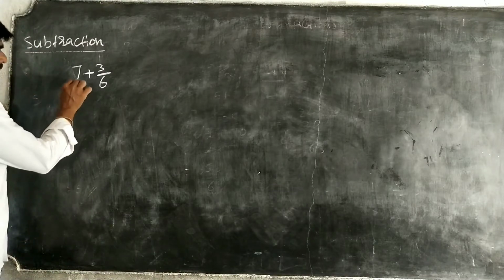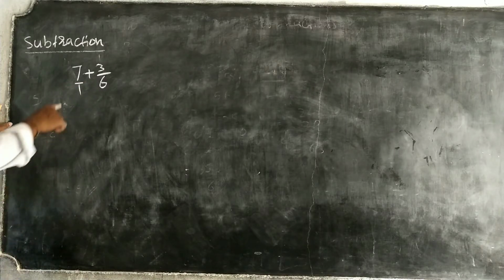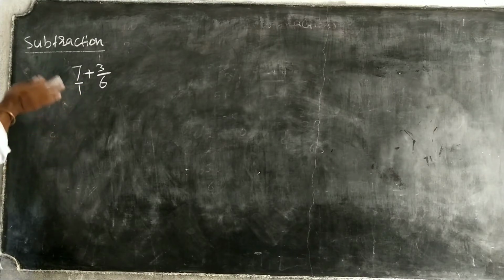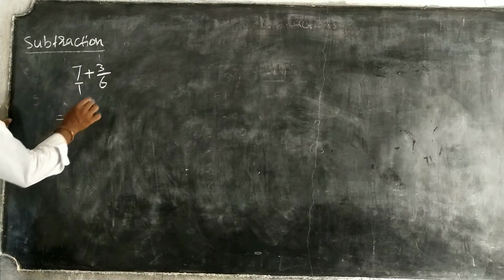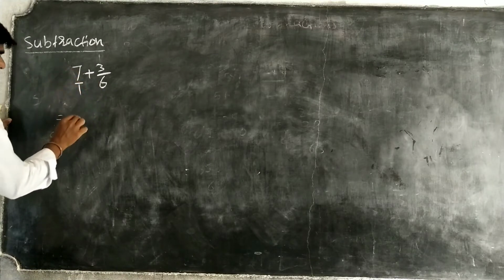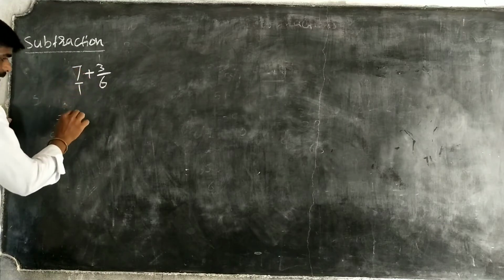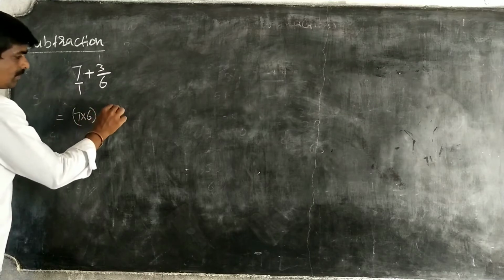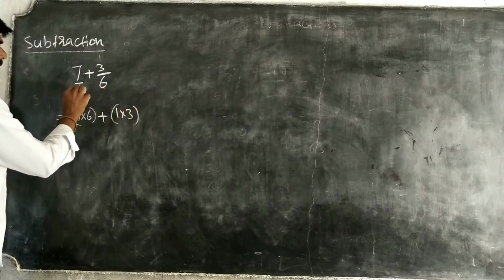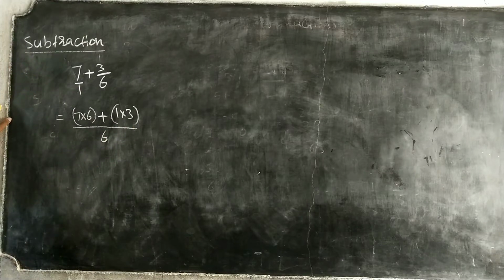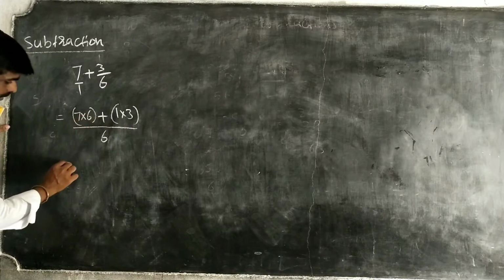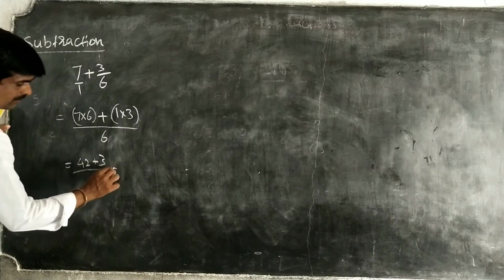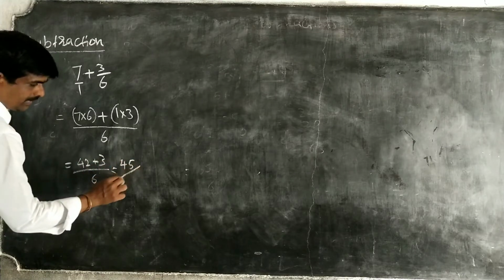So first 7 you have to write 7 by 1. Whenever there is an integer, either negative or positive, these into this: 7 into 6 plus 1 into 3 by 6 into 1, or 6. 6 ones are 6. 7 sixes are 42 plus 3. 42 plus 3 is equal to 45 by 6.